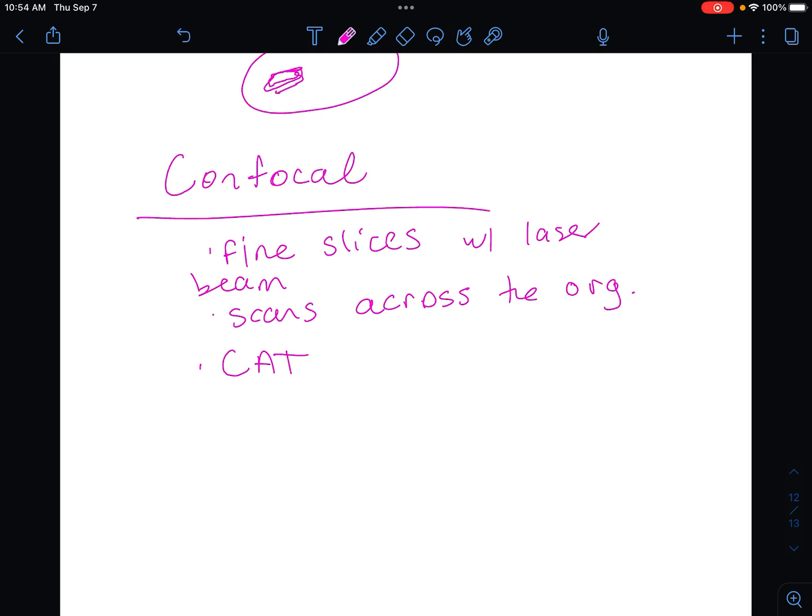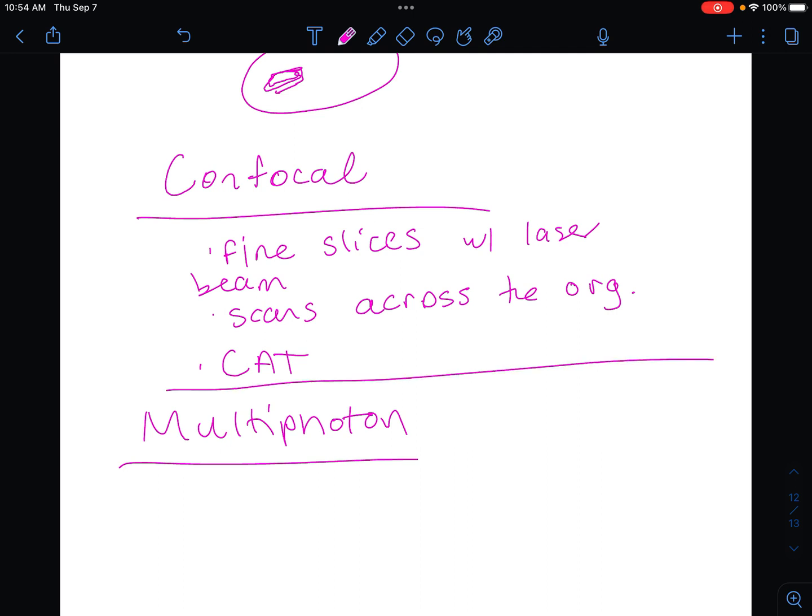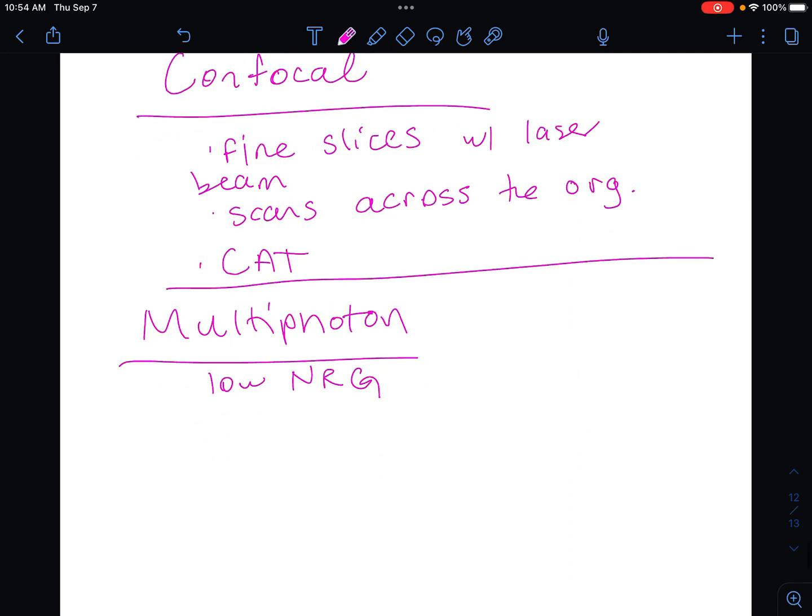We also have multiphoton, and lower energy. So it's just basically a lower energy of this. But it also penetrates deeper. The light will penetrate deeper to get interior views of thicker structures. And it's also less damaging.